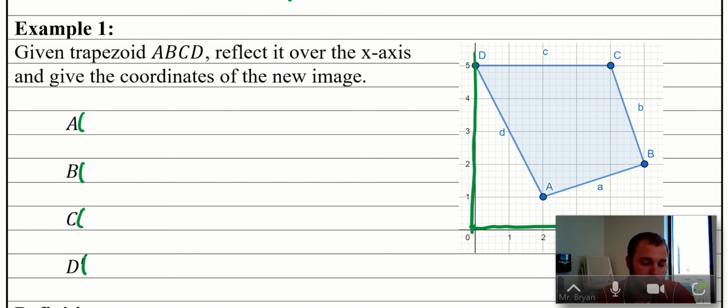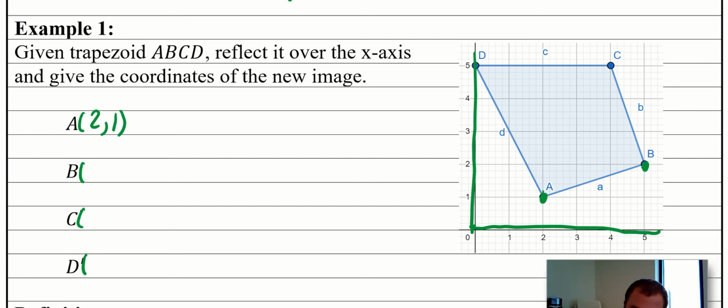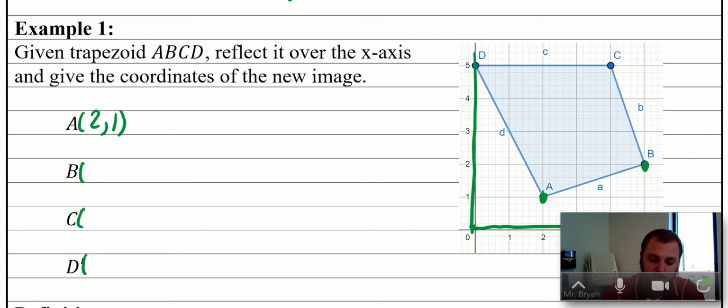So if I look at this here, making sure we understand how to plot points, A is at the point 2, 1. So remember, we go x coordinate first, so left and right first, and then up and down. B is at the point here, if I move myself, 5, 2. So I'm just going to write these down. I want you writing these down with me, A and B. C is at the point 4, 5. And then D is at the point 0, 5. All right, so I need to make sure I have all those down.